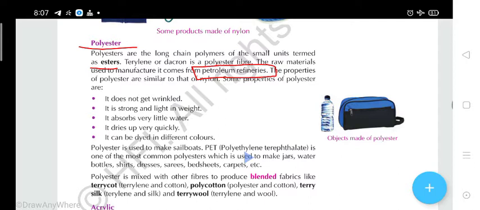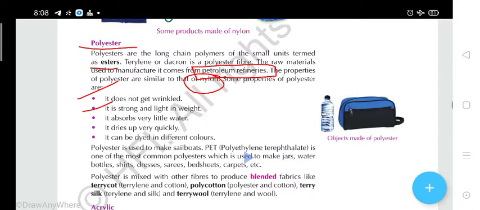The properties of polyester are similar to nylon. It is much more similar to nylon fiber, and there are some properties. It does not get wrinkled, so there is no need for ironing. It is strong and light in weight. It is strong. Whenever you try to tear that cloth, you will not be able to, and it is light in weight. Okay, so these are the good properties of this fiber.